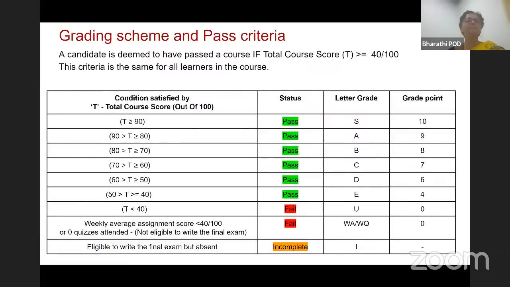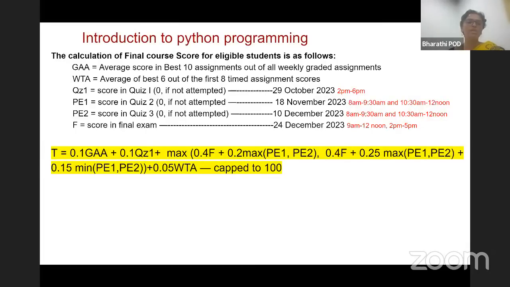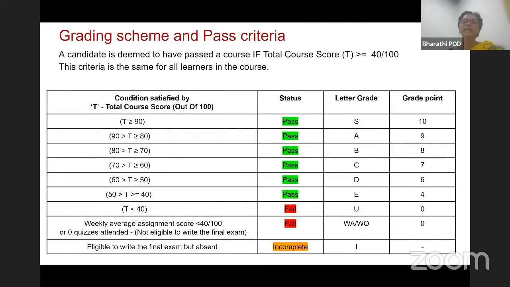So the grading scheme and the pass criteria. A candidate is deemed to have passed a course if the total course score, this T that we keep referring to, must be greater than or equal to 40 out of 100. These are the grades that you will get depending on the mark range of your final score. Between 40 to 50 is E grade, 50 to 59 is D grade, 60 to 69 is C grade, 70 to 79 is B grade, 80 to 89 is A grade, and 90 to 100 is S grade.